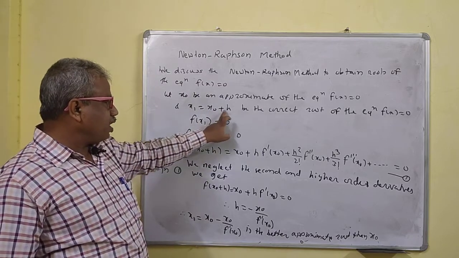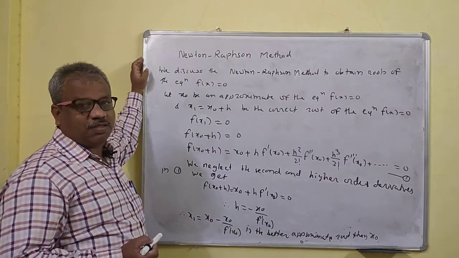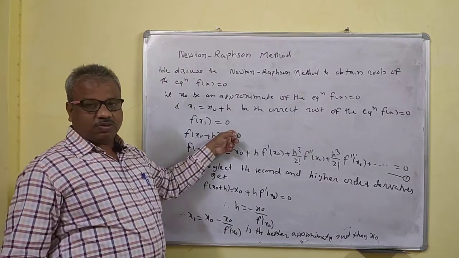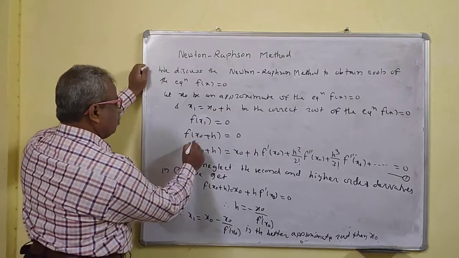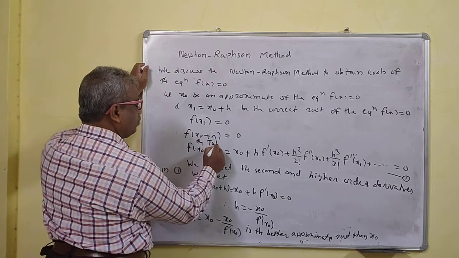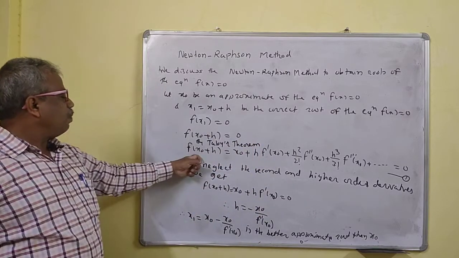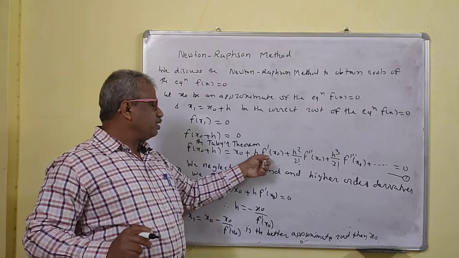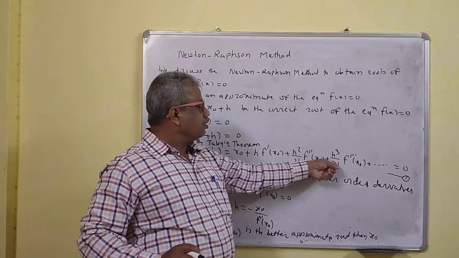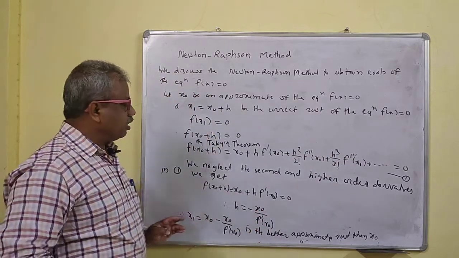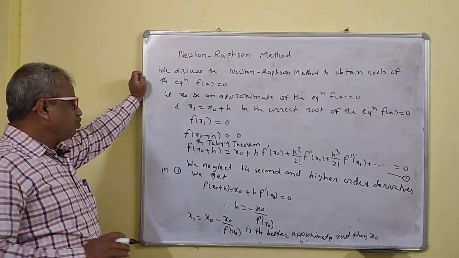So x1 = x0 + h is the correct root of the equation f(x) = 0. The correct root means it satisfies the equation, so f(x1) = 0, where x1 is x0 + h. So by Taylor's theorem, f(x0 + h) = f(x0) + h f'(x0) + h²/2! f''(x0) and so on, equal to 0. We saw Taylor's theorem last year, and we have applied it here.